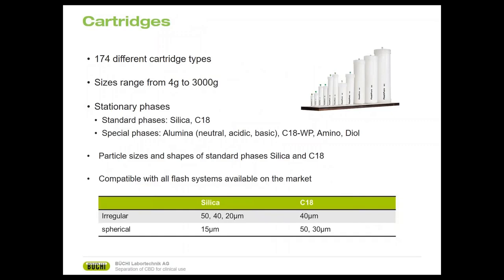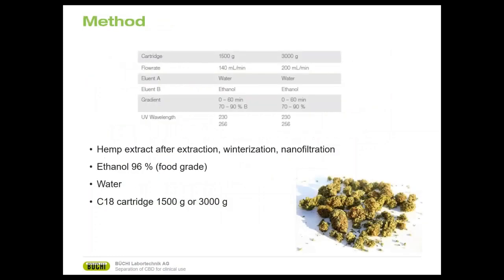So BUCHI offers a wide range of cartridges, more than 170 types. For cannabis, we have 1.5, 3 kilo, and the new one is the 5 kilo. C18 cartridges are the most used ones on the market now. So let's take a look at the method.